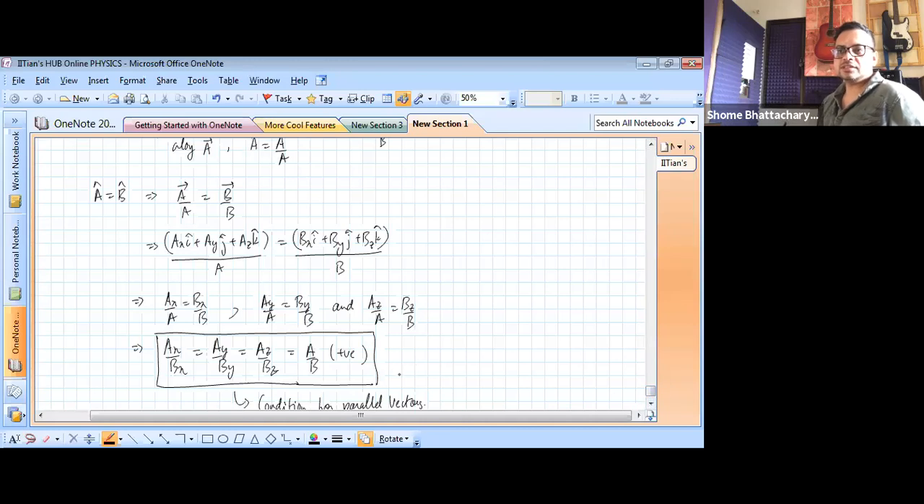So this is finally the condition that we use to check if two vectors are parallel. The ratio of their x components should be equal to the ratio of their y components, which should be equal to the ratio of their z components. It's all coming from the beginning here, that A cap is equal to B cap.